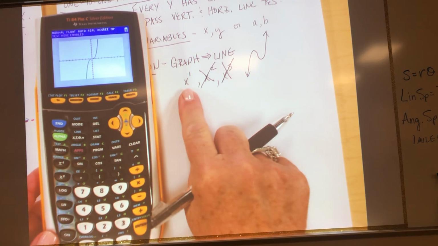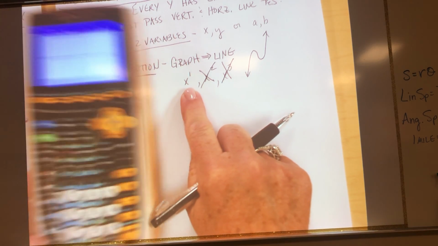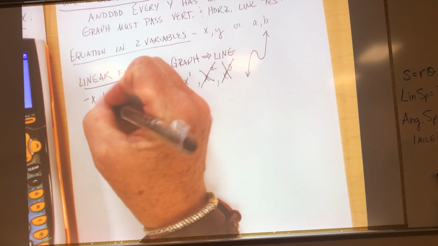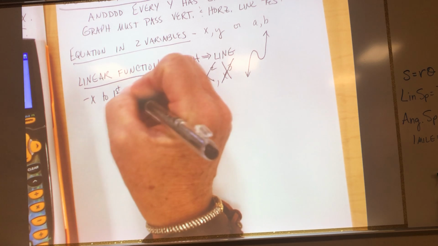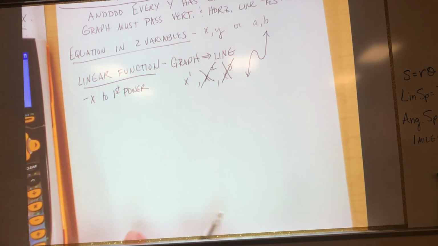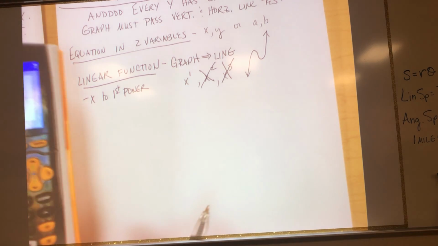Don't worry, they're not lines. It can only be an x to the first power. If you have x to any other power other than 1, it's not a linear function. It's not a linear function.